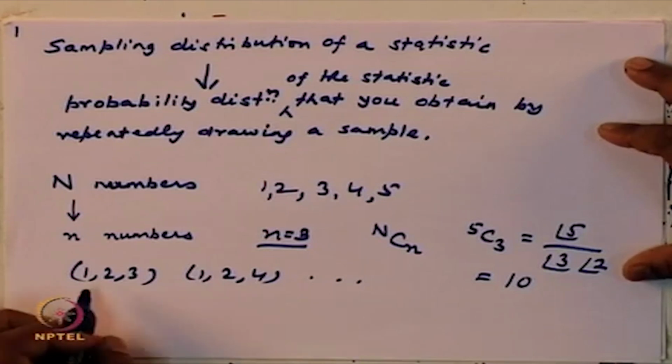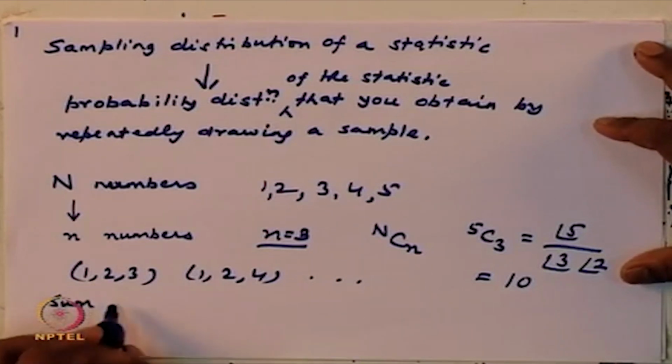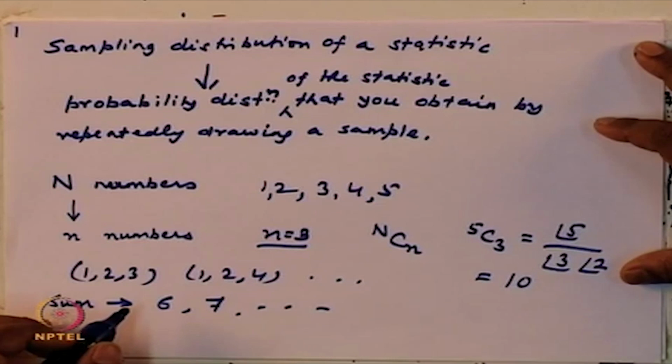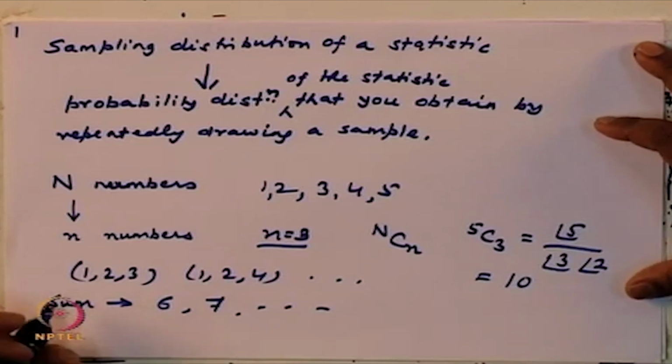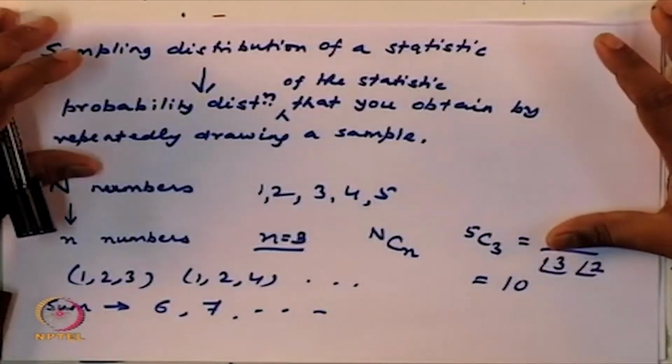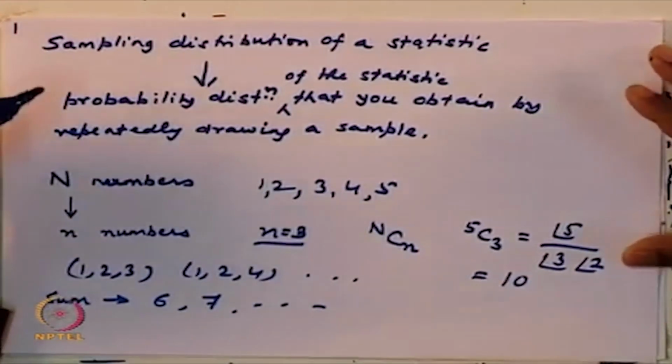From these you can, let us say, compute the sum of these numbers. In that case, this will be 6, this will be 7, and so on. So, you can ask the question, what is the probability distribution of the sum that you obtain? This is the sampling distribution. The concept of sampling distribution is very important, because you want to find out some information about the population based on the sample that you draw. The central limit theorem is that theorem which allows us to correlate the sample mean or median or any other metric with the population metric.